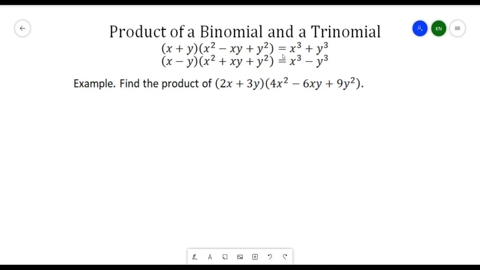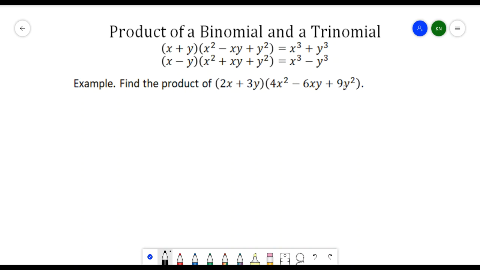That is said to be equivalent to x cubed plus y cubed, and the same as x minus y multiplied by x squared plus xy plus y squared, then that is equivalent to x cubed minus y cubed. So we have here an example: find the product of 2x plus 3y multiplied by a trinomial 4x squared minus 6xy plus 9y squared.